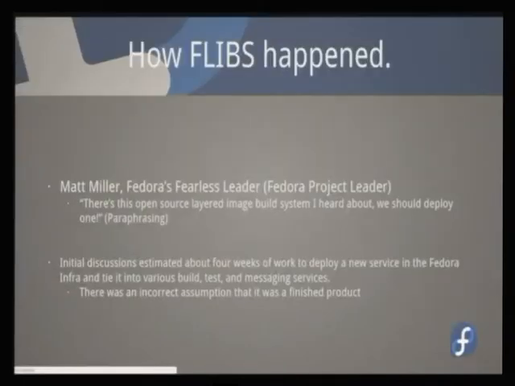So, the history lesson. Once upon a time, a very long time ago, like 18 months, not that long ago, Matt Miller, our fearless leader, randomly said in a meeting somewhere, hey, so there's this open source layered image build system. We should deploy one for Fedora. I don't remember the exact quote, but that was roughly the paraphrase. And the misconception was that this was a finished product that somebody had done and released upon the world and was ready for use.